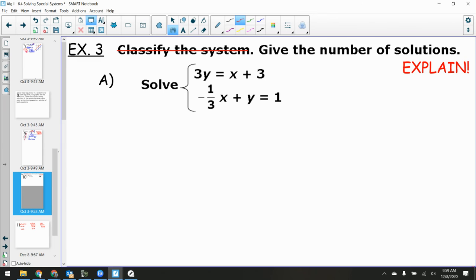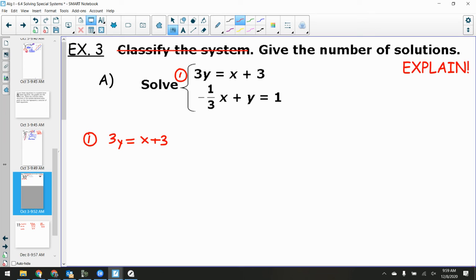Okay, so let's see how I work with this. I've got to figure out the slopes and the y-intercept. Let's look at equation 1. Well, equation 1 says 3y is equal to x plus 3. How do I figure out what my slope is? What do I have to do?